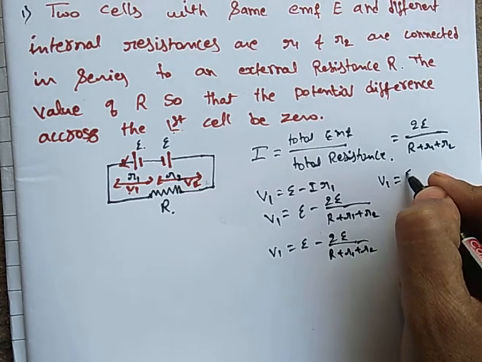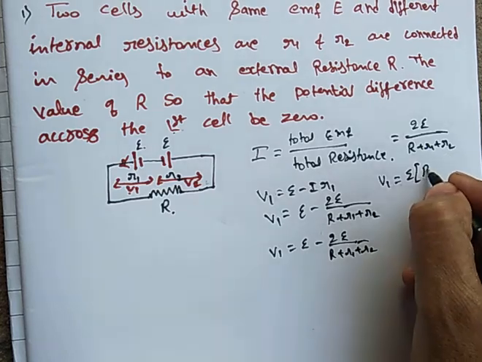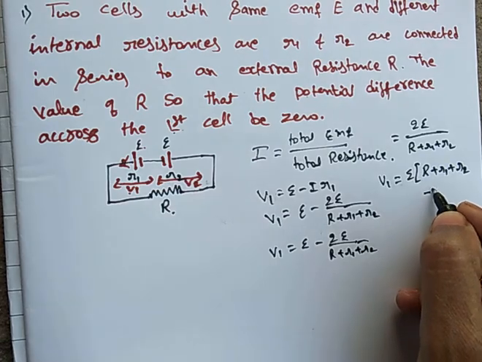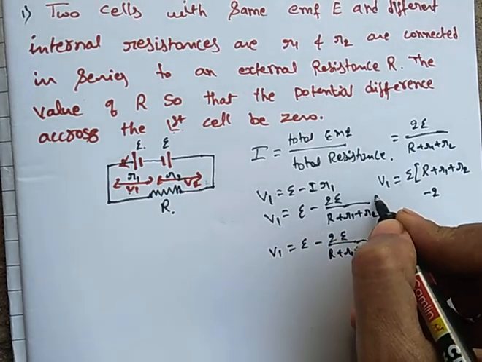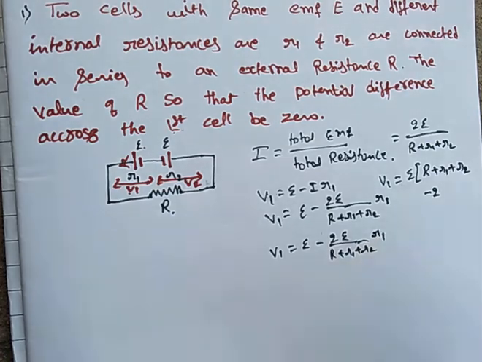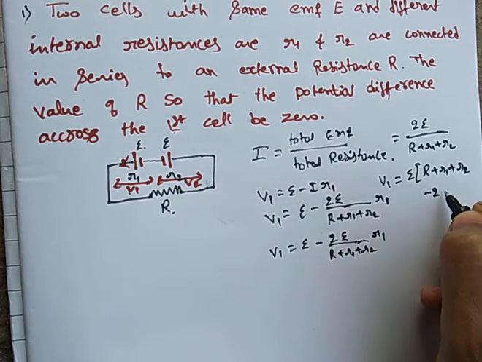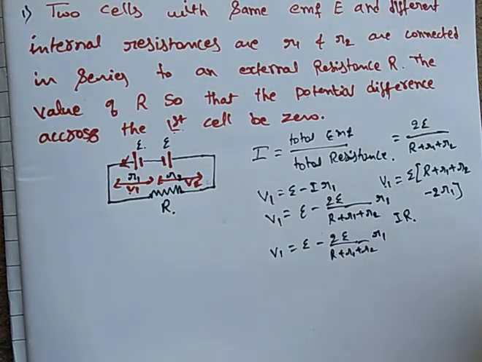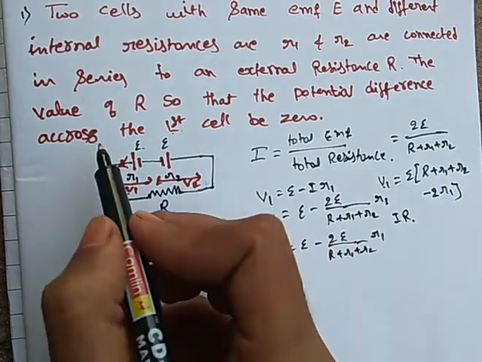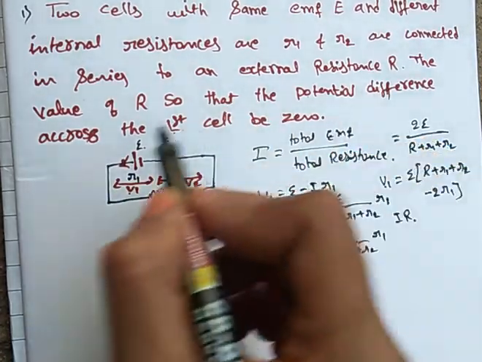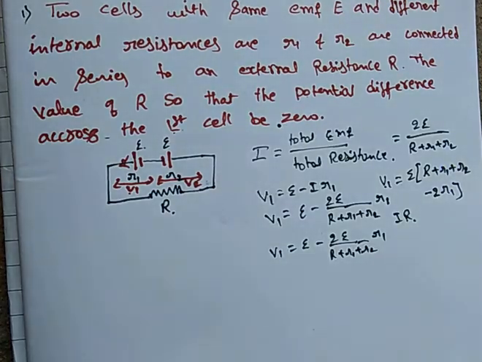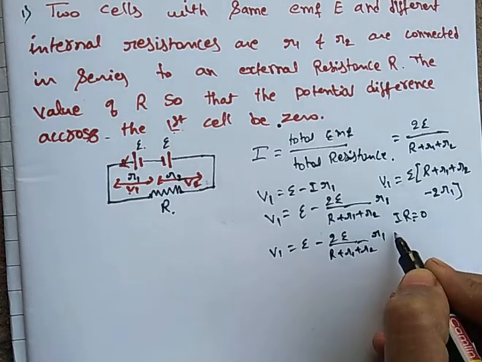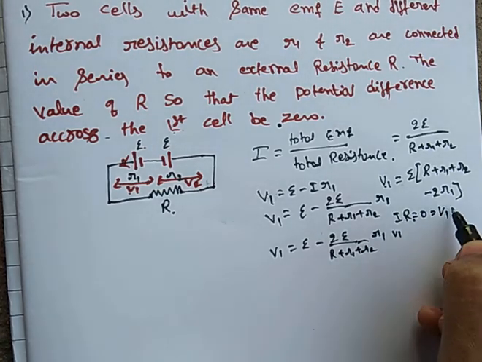epsilon taken outside, remaining R plus R1 plus R2 minus 2, here I missed R1. So 2 epsilon I have taken out, remaining R. V is nothing but I into R, right? Here the potential for the first cell is to be 0. So the potential remains equal to 0, that is V1 equals 0.